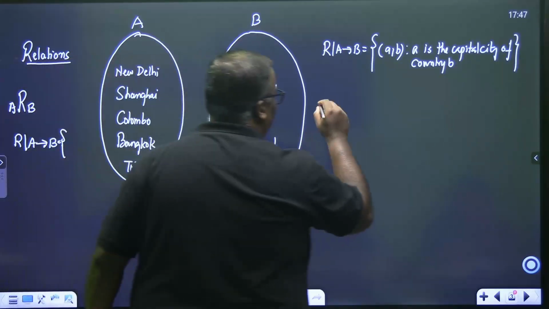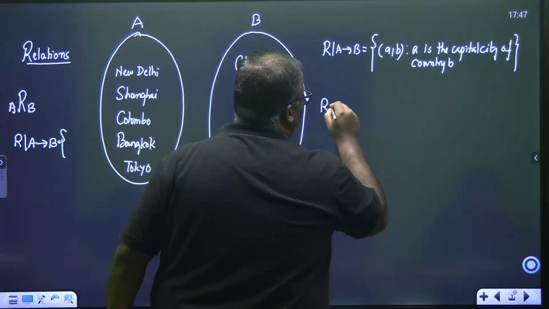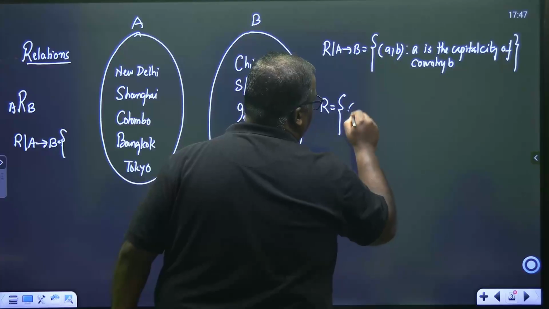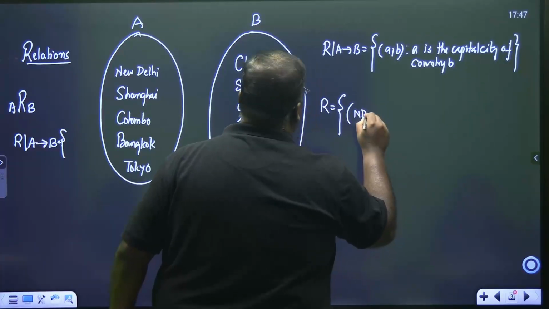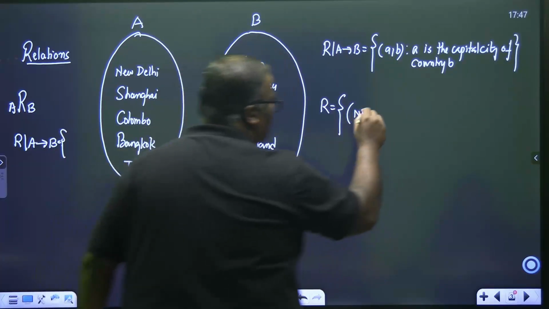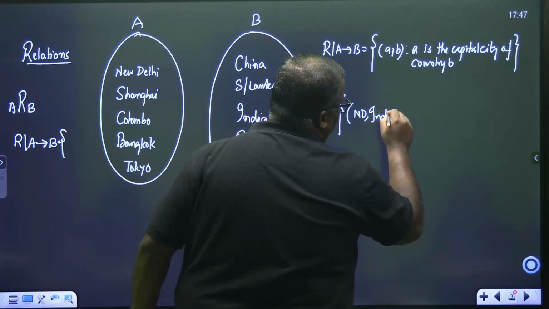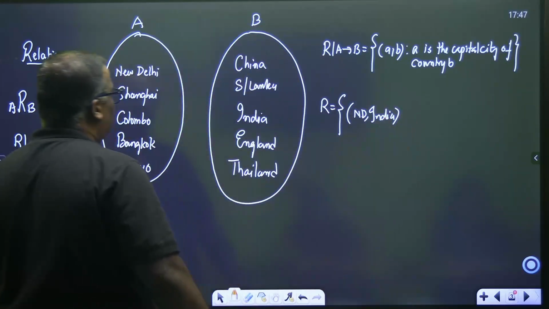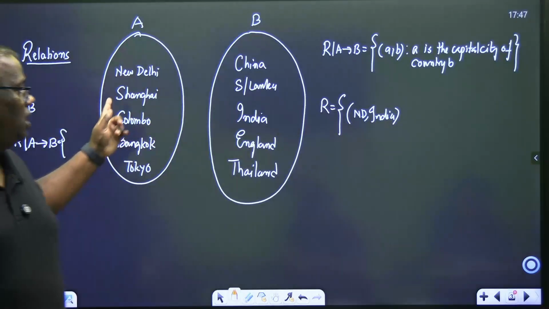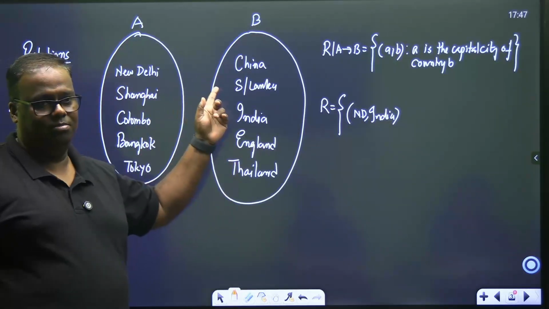So I now write R as my relation, and then can we start plotting it? Yes, we have got New Delhi. If we have New Delhi, do we have India? Yes. So New Delhi, India can be an ordered pair. Shanghai is not the capital of China. Beijing is the capital of China. So Shanghai does not qualify in this relation. Are you seeing the beauty of it now?